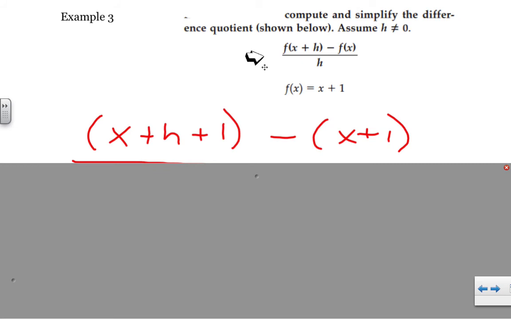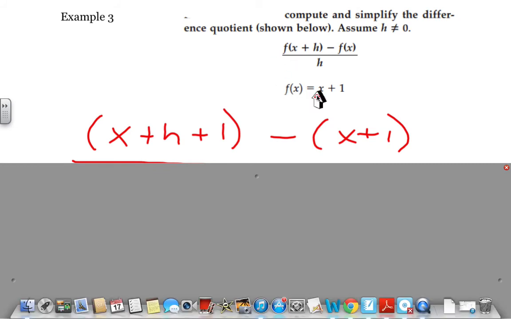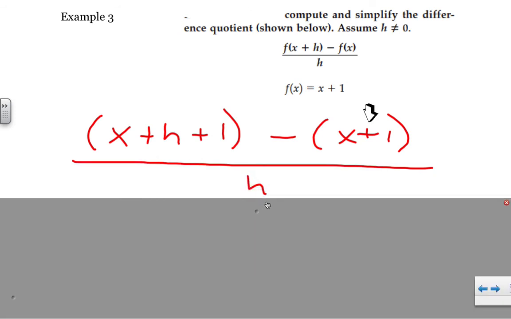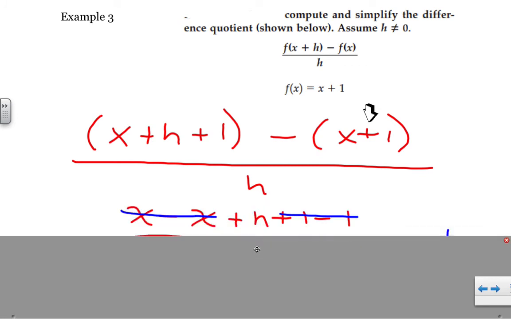So where I see f of x plus h, I'm going to plug x plus h in for the x, because I'm plugging into this function. So it becomes x plus h plus 1. My subtraction sign stays the same, and then my f of x is x plus 1. So that stays there. And then we're going to divide the whole thing by h. Then I'm going to simplify, okay, and that means getting rid of parentheses and distributing.